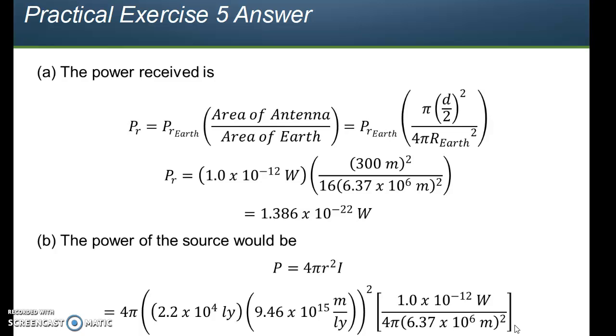Okay. And when you end up doing that, I got 1.1 times 10 to the 15th watts. Okay, the power equals 1.1 times 10 to the 15th watts. That's how strong that signal would have to be.